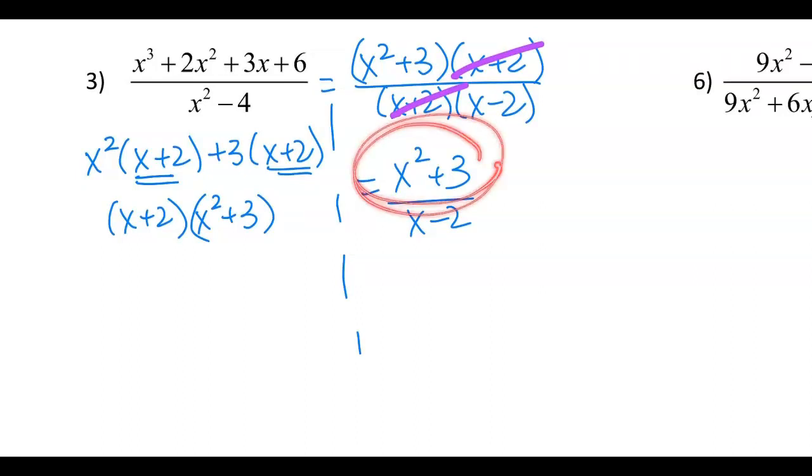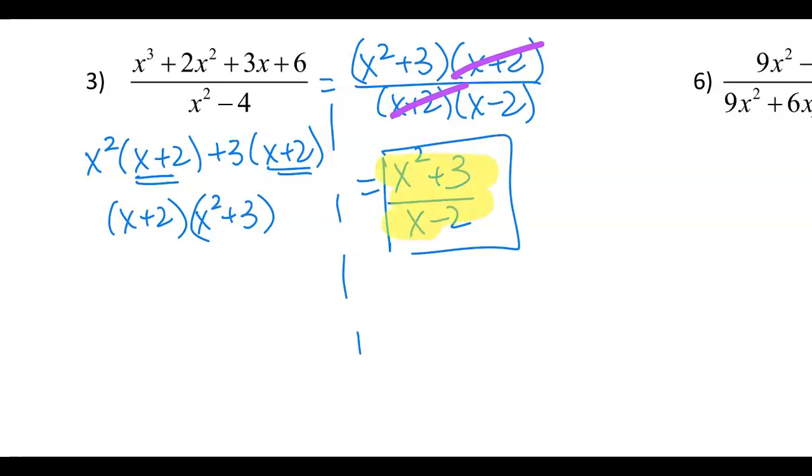The second reason why you can't simplify this any further is because what's the square root of 3? Is it a whole number or a decimal? It's a decimal. So all you would need to do is box this as your final answer. This would be your solution.